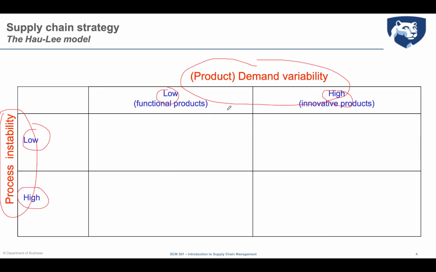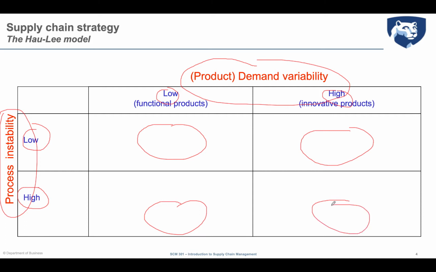So basically the idea is that in contexts where the demand variability is low and the process instability is low, we have a supply chain model. In contexts where the process instability is low but the demand variability is high, we have another supply chain model that this matrix suggests. In the context where the process instability is high and the demand variability is low, there is a third model. And finally, in contexts where we have both high variability in demand and high instability in the process, there is a fourth model.